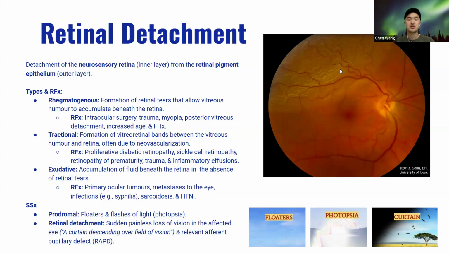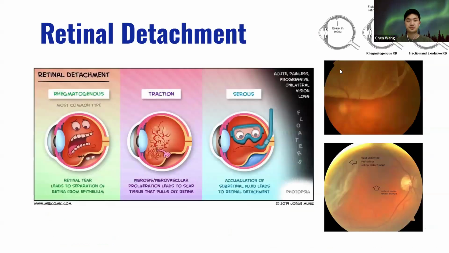So the patient would usually complain of seeing some flashes of light and floaters in the prodrome, and when the retina starts to detach, there will be a sudden painless loss of vision in the affected eye, and the patient would usually describe it as a curtain descending over their field of vision.